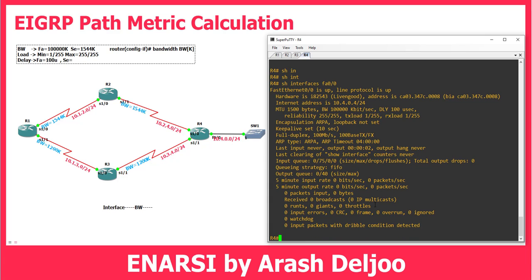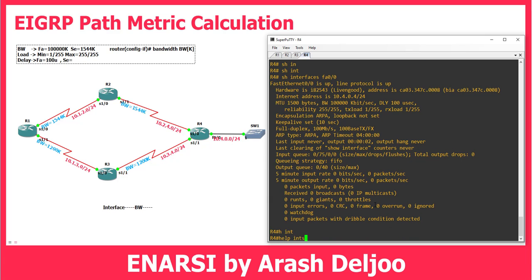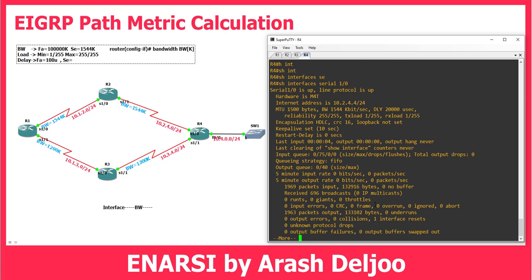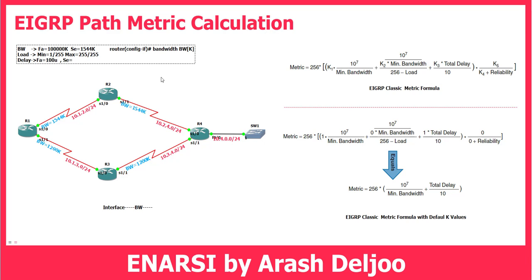About the serial interface, let me show you the amount of delay. Again, you can use show interface serial 1/0. As you can see here, the delay of serial 1/0 is 20,000 microseconds. This means here we have more delay than the Fast Ethernet, and this is obvious.